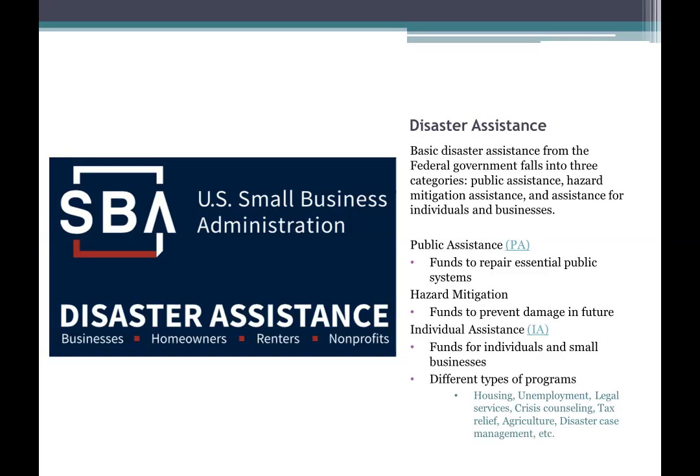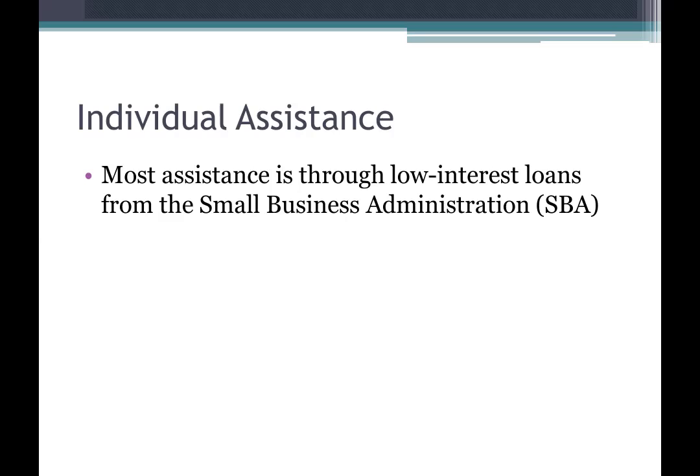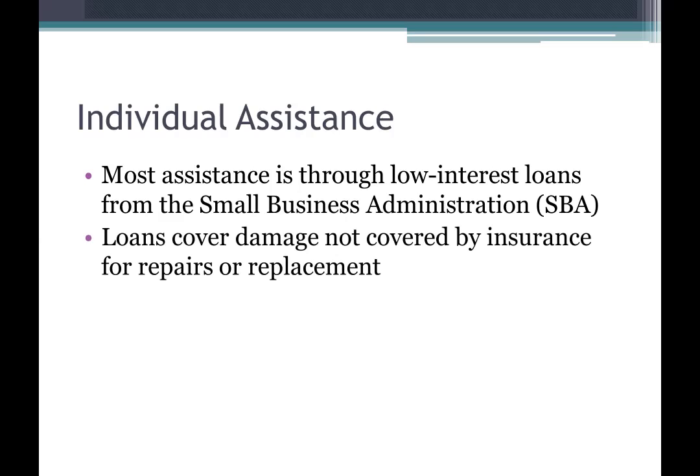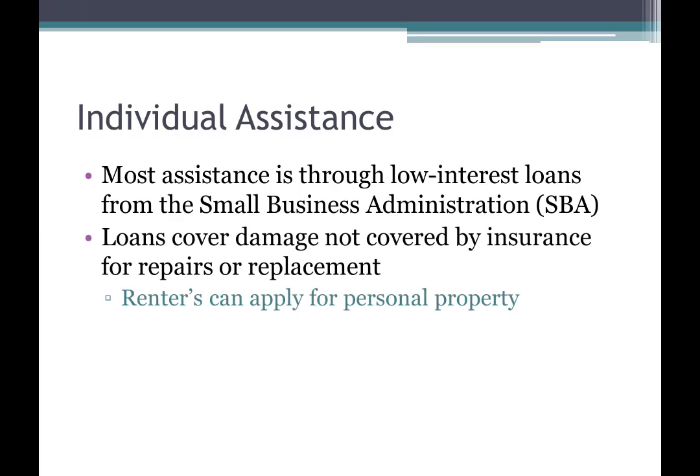Now, FEMA offers different types of programs for individuals, and those things are like housing, unemployment, legal services, crisis counseling, tax relief, agriculture, disaster case management, and it can go on and on. Now, while some individual assistance funding is available through what FEMA calls the Individuals and Household Program, most disaster assistance through the federal government is through low interest loans from the Small Business Administration. These loans cover damage not covered by insurance for repairs or replacement of their residence or personal property. Renters can also apply for their own personal property, just not their residence.